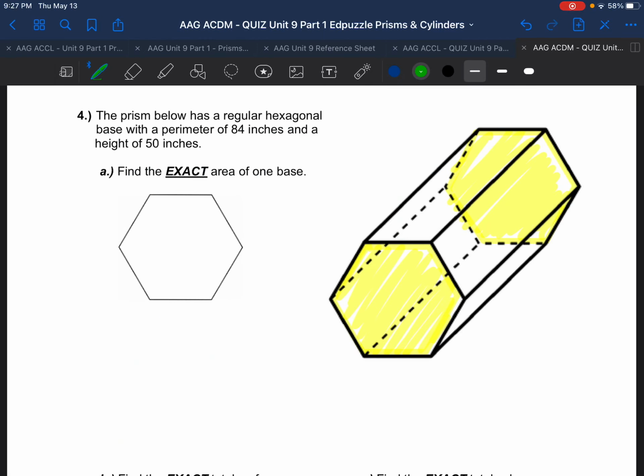Okay, this brings us to question number 4. The prism below has a regular hexagonal base with a perimeter of 84 inches and a height of 50 inches. Part A, find the exact area of one base. All right, guys, I'm going to give you a couple hints here, so please follow along. Since it's a regular hexagonal base, I'm going to just say this base is over here so I can draw and write on it.